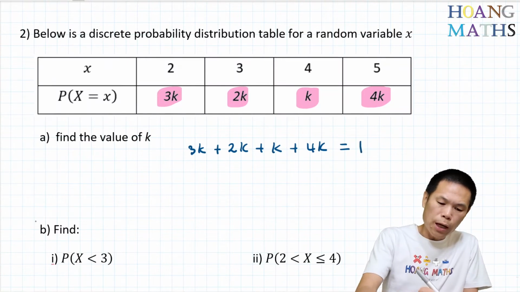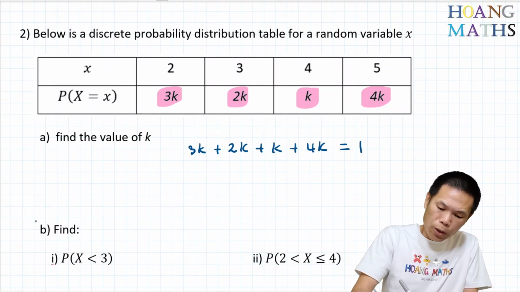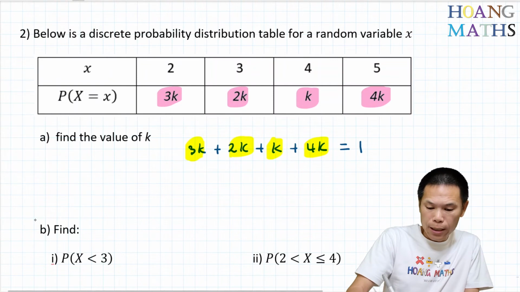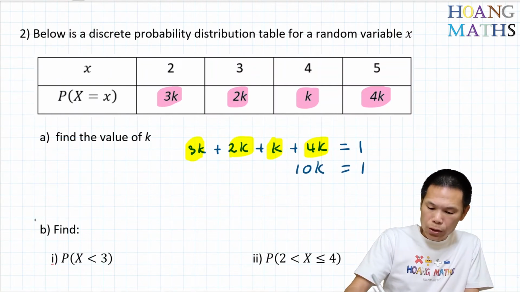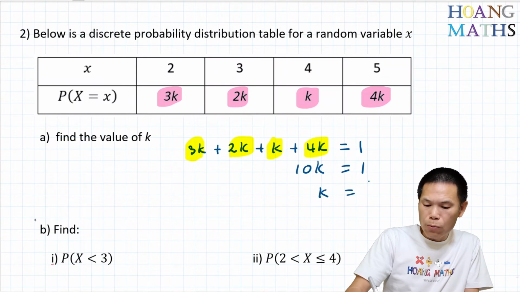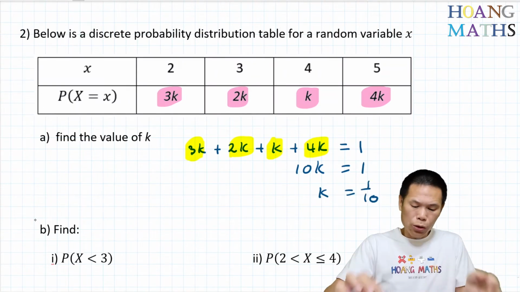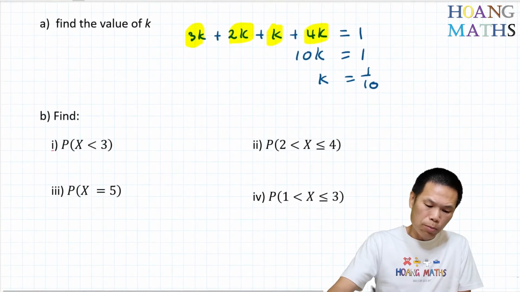To solve this, I just collect like terms. So we got 3 plus 2 is 5, 4 plus 1 is 5, so therefore it's 10k. So 10k gives me 1. So now k must be equal to 1/10. So there you go. Now we just need to work out these probabilities here.